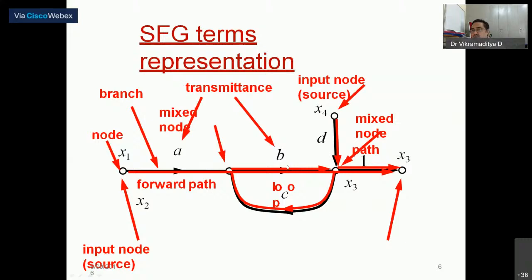The transmittance is B. Gain is also referred to as transmittance, so you need not be confused; transmittance and gain are the same thing. Some people use transmission. This is a branch. Branch gain is this B or A or 1. The input node is also known as the source node, and the output node is known as the sink node. In between is the mixed node. So all the terms have been represented here.